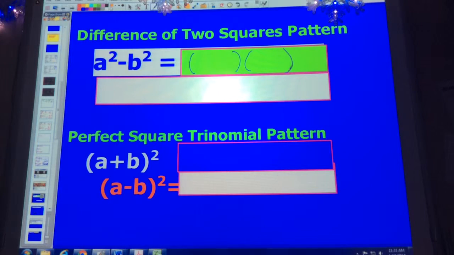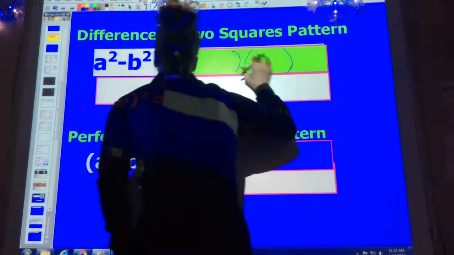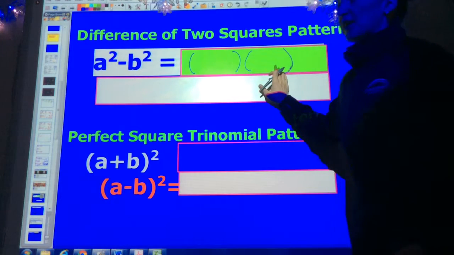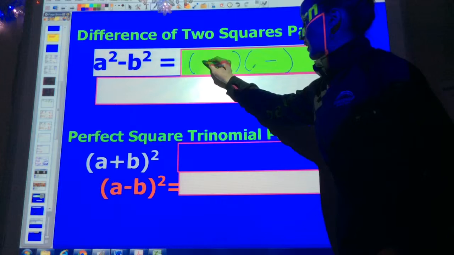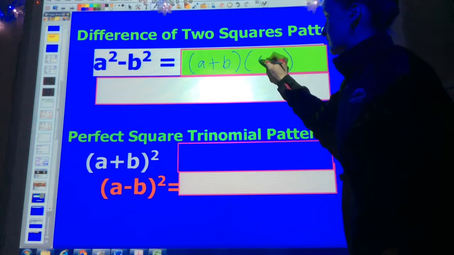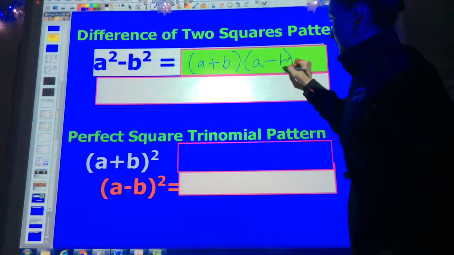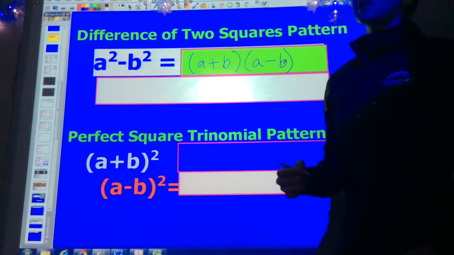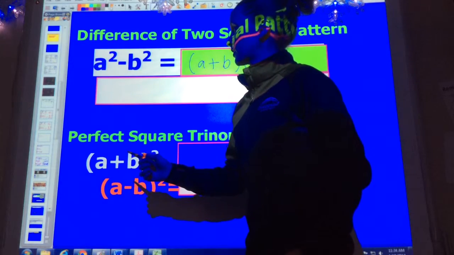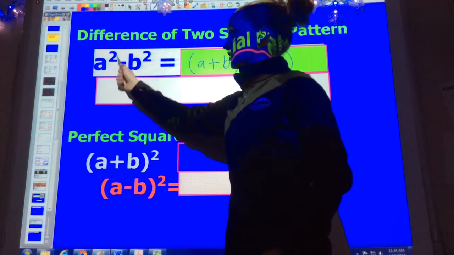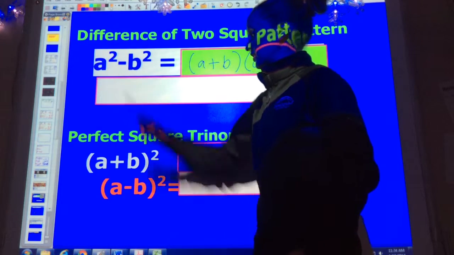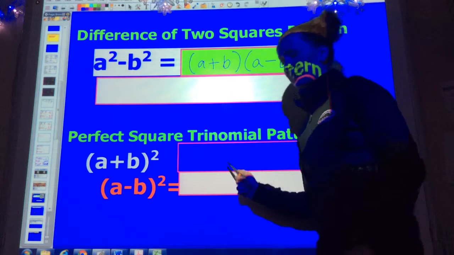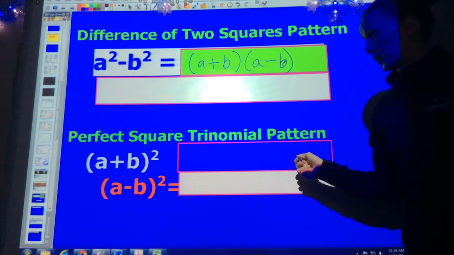So the difference of squares pattern, once again, what's it going to factor into? A plus B and A minus B. Exactly, okay? Notice that difference of squares, the first term's always squared. It's a perfect square. This is a perfect square. It always has to be a minus.